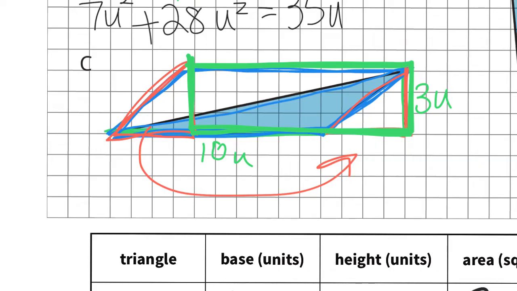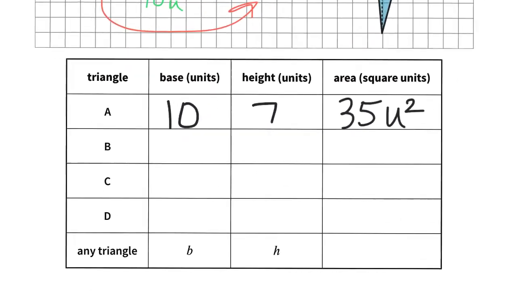That means the parallelogram has an area of 30 square units, which means the triangle is half of that. This triangle is half of that, so it's 15 square units. So, boy, that's a lot of work that we just did for letter C.